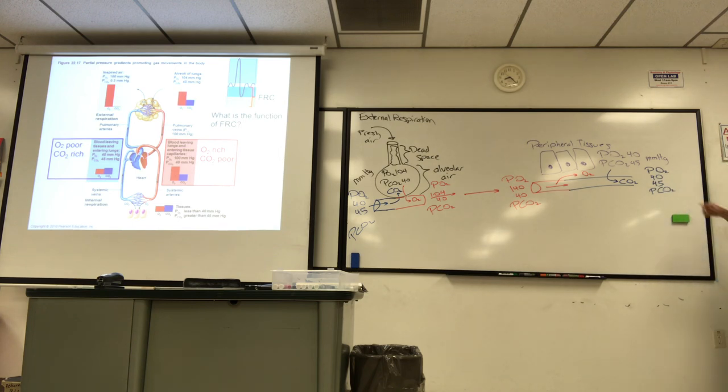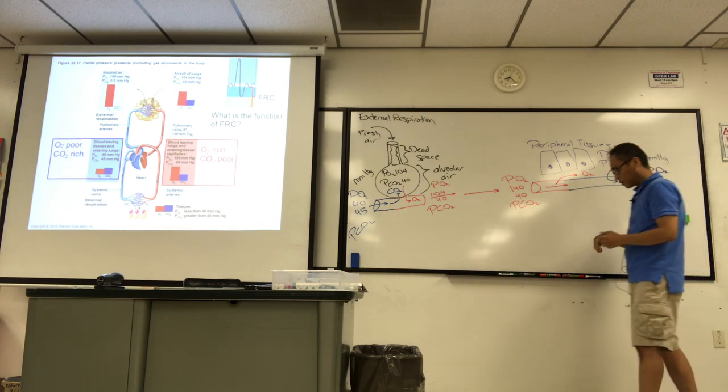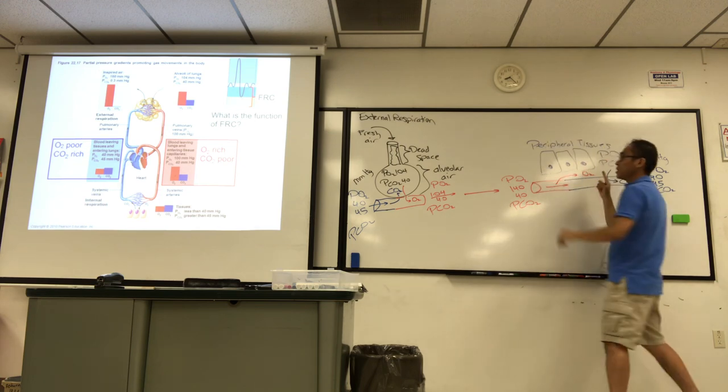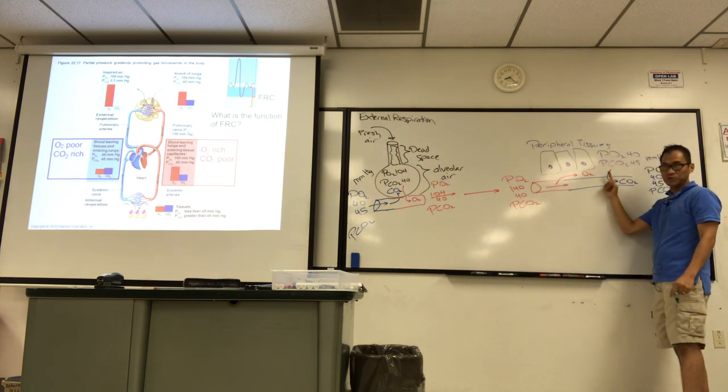And well, now we know what happens. This spent blood will pretty much circulate back to the right heart. Then the right heart will pump it back to the lungs, and it'll circulate again, become reoxygenated. So this is called internal respiration. Gas exchange at the peripheral tissues.